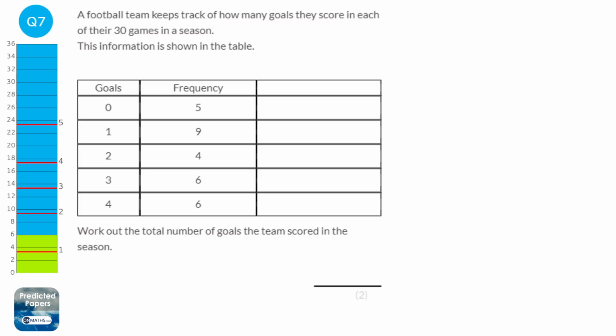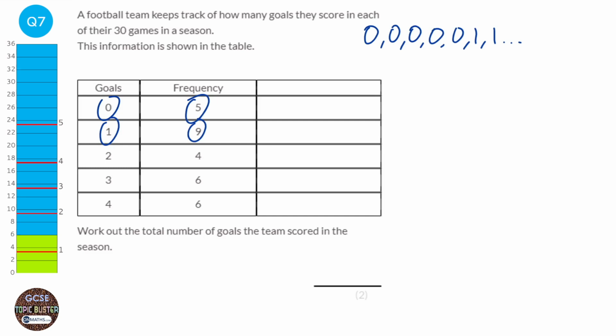If you imagine these numbers written out as a list, there would be 5 lots of zeros, so 1, 2, 3, 4, 5. There'd be 9 lots of 1, so 1, 1, etc. Okay, so when we're looking to see the total number of goals scored in the season, we could write them out as a list and then add them up, but a quicker way of doing that is just multiplying the amount of goals by the frequency.